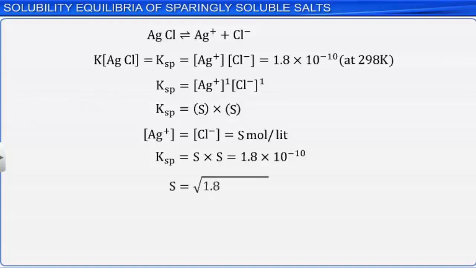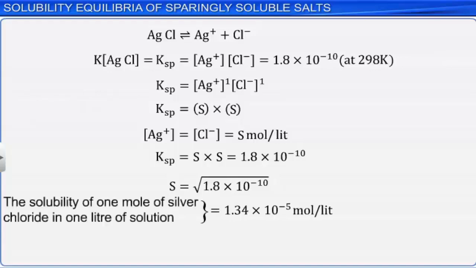Thus, the molar solubility S is equal to the square root of 1.8 multiplied by 10 to the power of minus 10. This is equal to 1.34 multiplied by 10 to the power of minus 5 moles per liter. Thus, the solubility of silver chloride is equal to 1.34 multiplied by 10 to the power of minus 5 moles per liter.